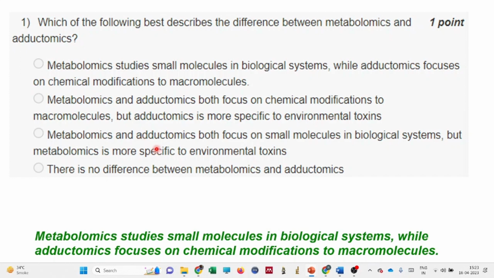The third statement is also not entirely correct, because both focus on small molecules in biological systems but have different areas of emphasis.